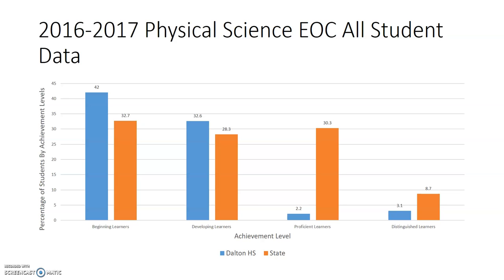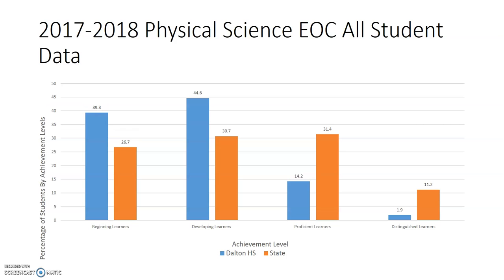We also had a larger number of students perform at the developing level compared to the state, and proficient and distinguished. The biggest decrease here, the biggest gap in student achievement, is at the proficient learner level. We had 2.2% of students at Dalton High School perform at this level, and the state had 30.3%.